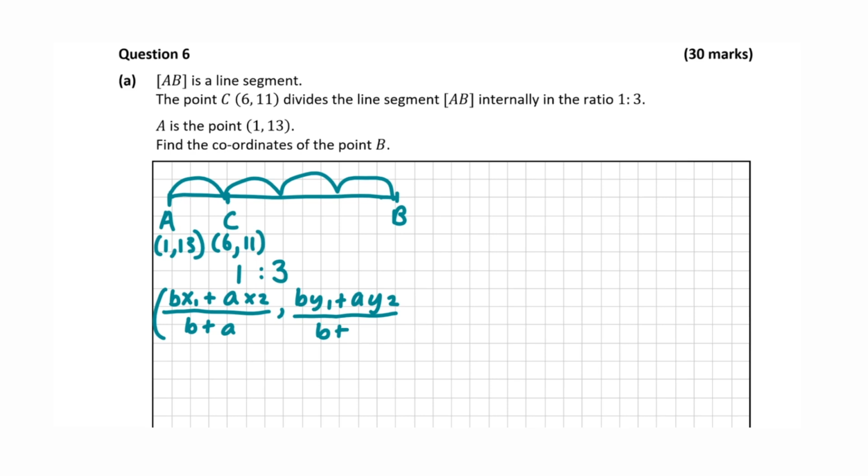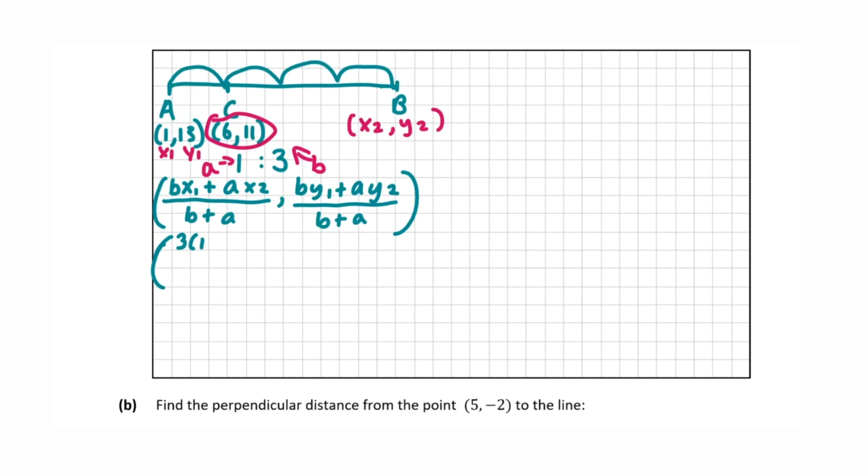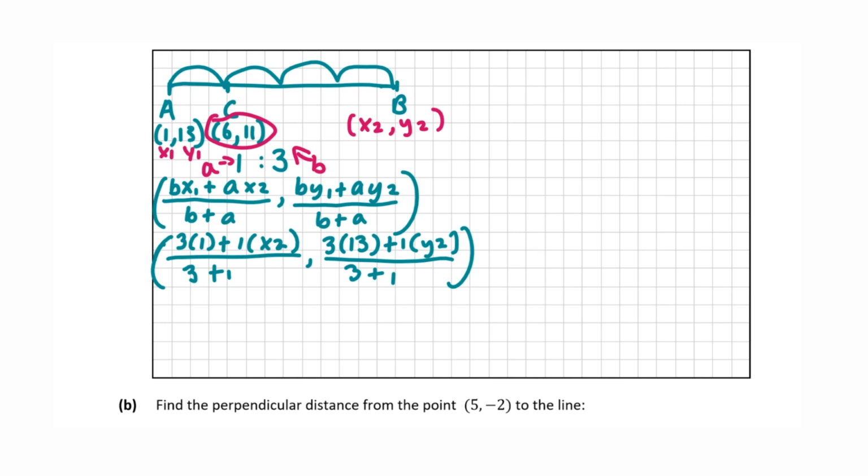So here's our formula. The next step is to label and sub in. This will be our x1, y1, and we don't know what the coordinate B is, so I'm going to label that x2, y2. Then our a and b are the values of our ratio, and this is going to be equal to our point C. So now I'm going to sub that all in. Here's what it looks like when we're all subbed in, and this is equal to our coordinate C, which is (6, 11).